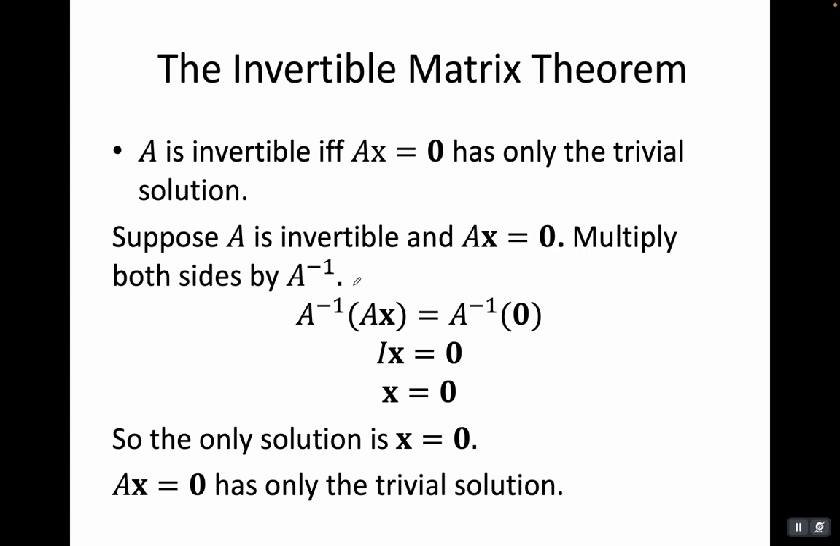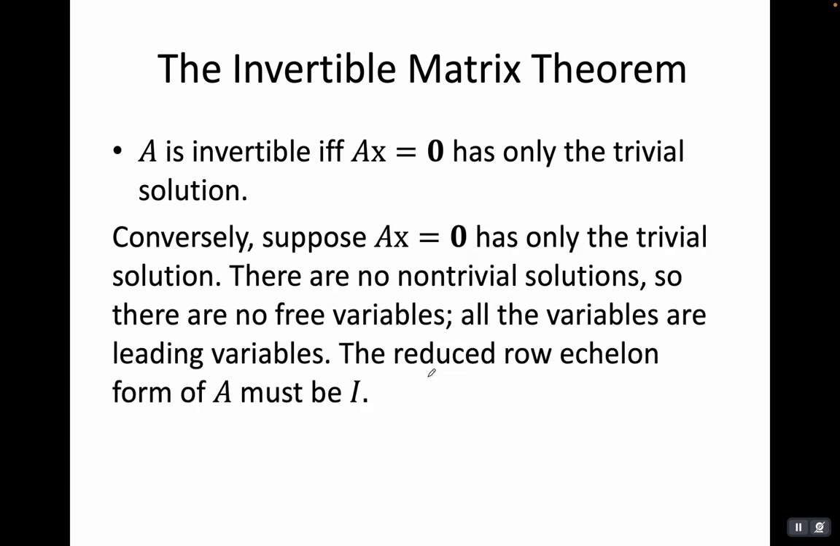Okay, so let's show that A is invertible if and only if AX equals 0 has only the trivial solution. Suppose A is invertible and AX equals 0. Multiply both sides by A inverse. A inverse AX equals A inverse 0. Well, these two cancel and you're left with the identity matrix, and A inverse times 0 is just 0. Notice that this implies that x equals 0. So the only solution is x equals 0. AX equals 0 has only the trivial solution.